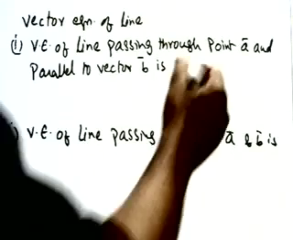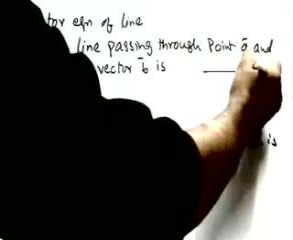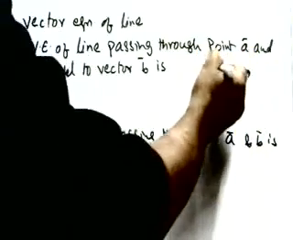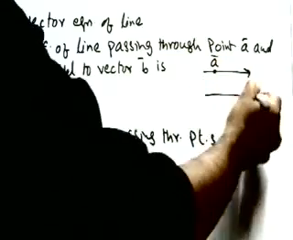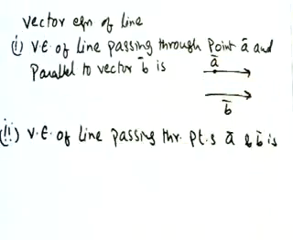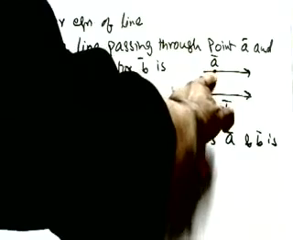Now for the equation of a line in vectors, we have two formulas. Suppose you have to find the vector equation of a line passing through the point A and parallel to vector B.